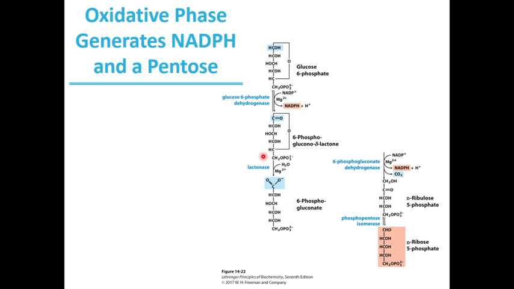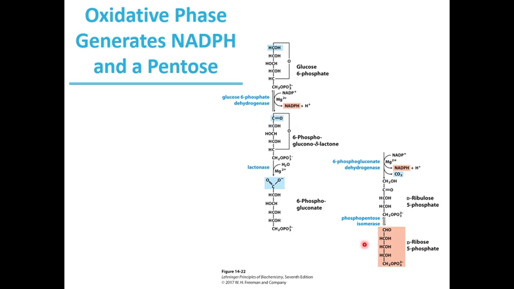In the second reaction, another enzyme, lactonase, converts 6-phosphogluconodelta-lactone to 6-phosphogluconate. And this is literally a hydrolysis reaction. And as you can see, glucose now has a carboxylate and hence 6-phosphogluconate. 6-phosphogluconate then gets converted to D-ribulose-5-phosphate by the enzyme 6-phosphogluconate dehydrogenase. And in this process, 1 molecule of NADPH is generated.